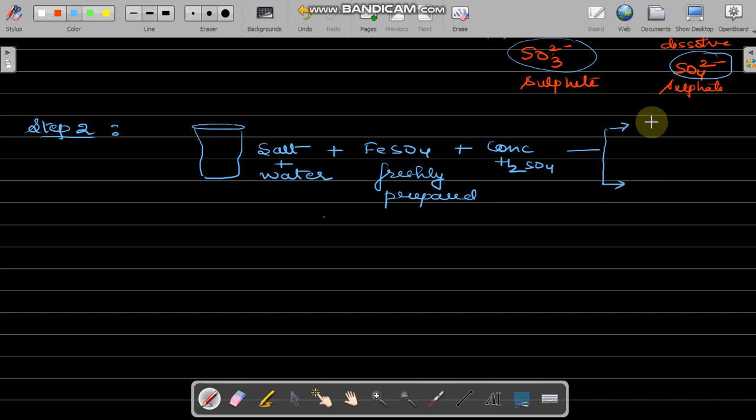The first: there is a possibility of the appearance of a brown ring. If a brown ring appears, it confirms the presence of nitrate. If in a test tube a black precipitate comes, then it confirms the presence of nitrite.